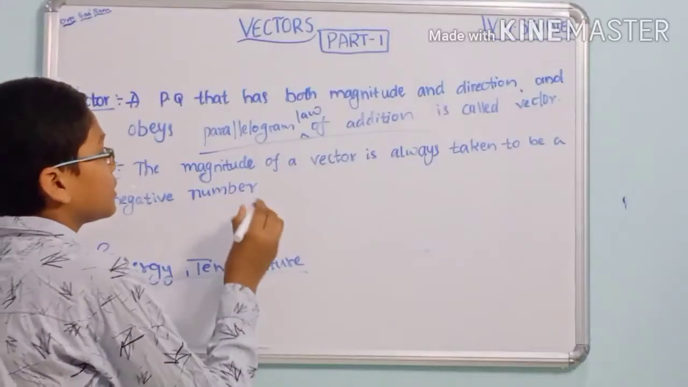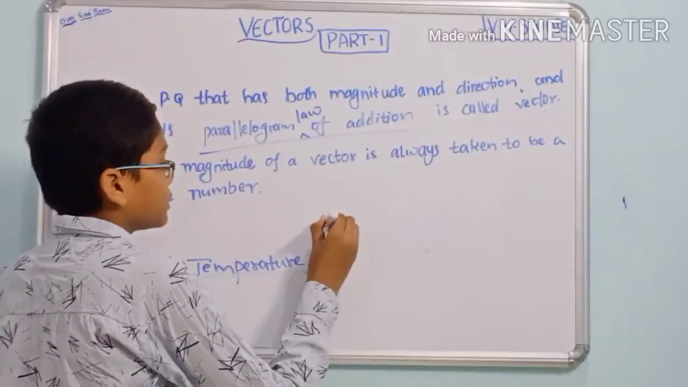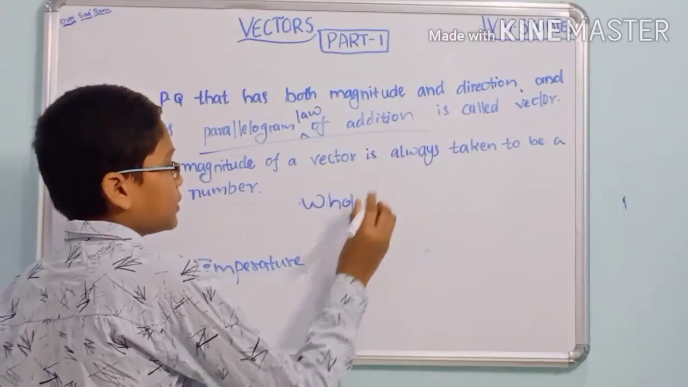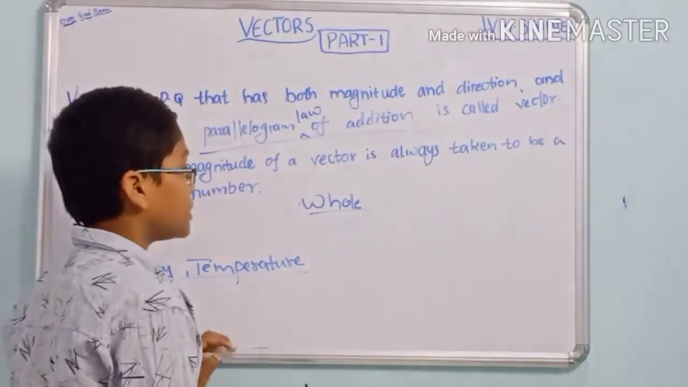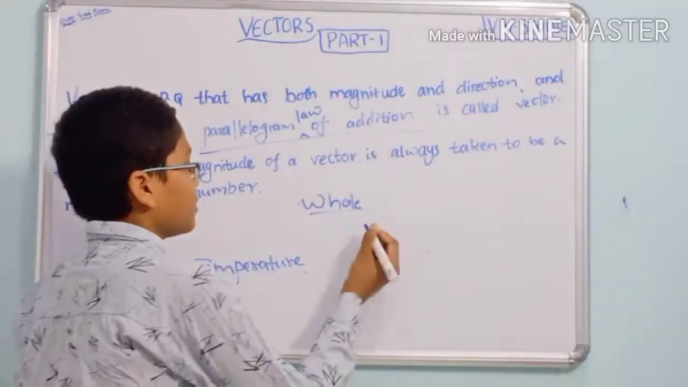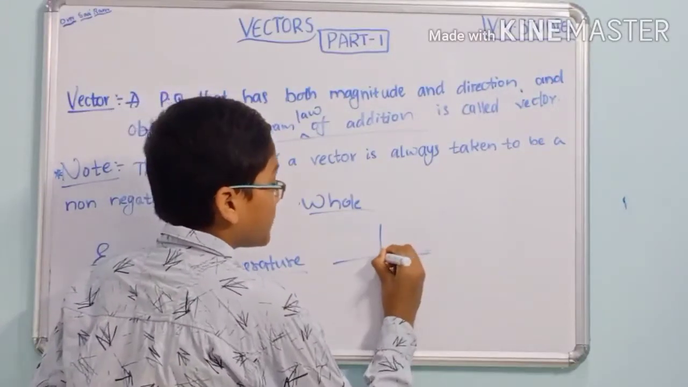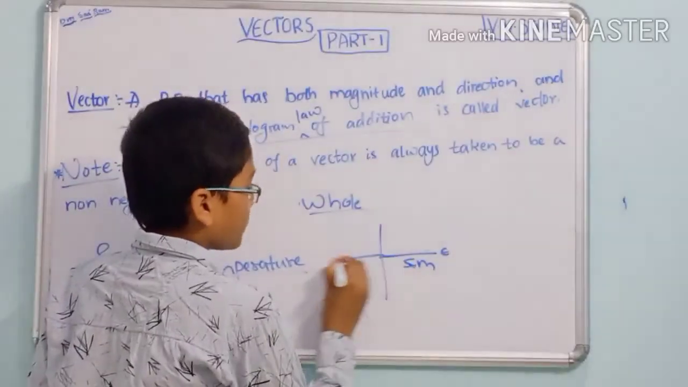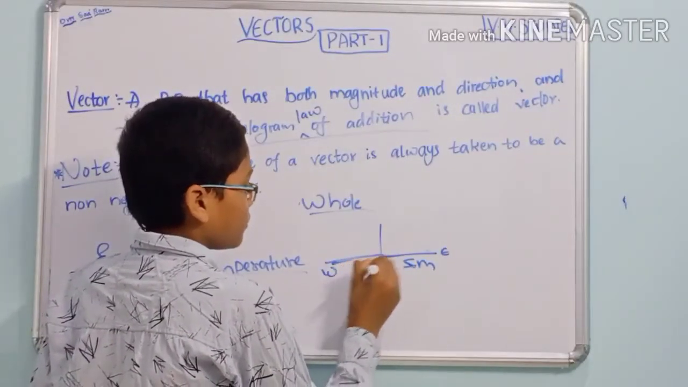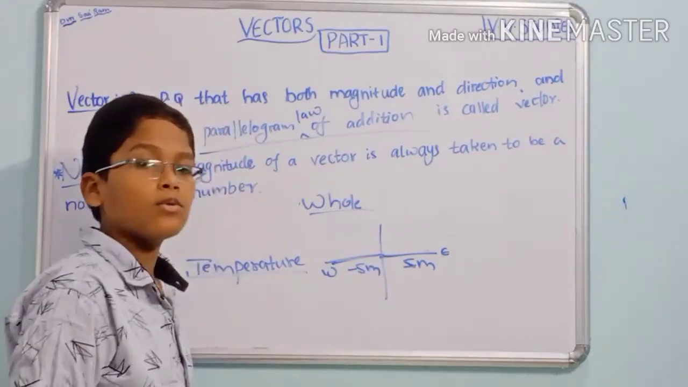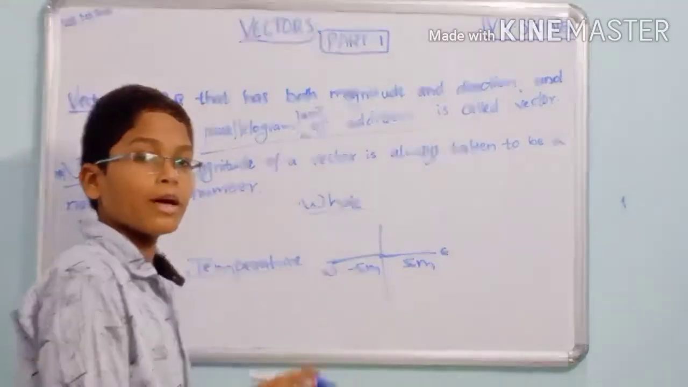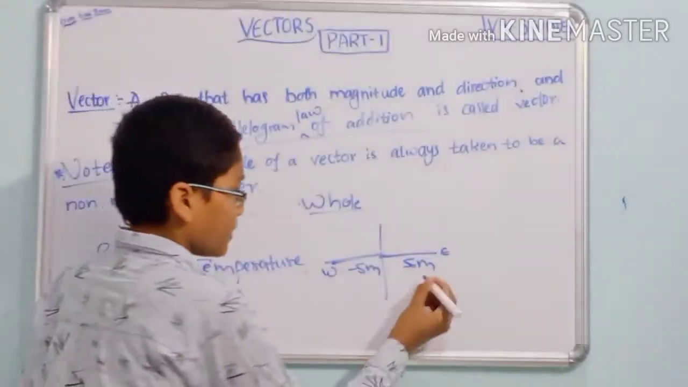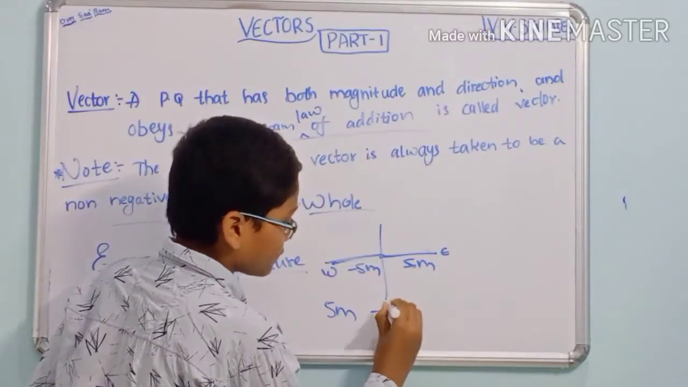Non-negative number means 0, 1, whole numbers. Non-negative numbers means it should not be negative. But before I told you displacement. 5 meters you went east means that is 5 meters. Now you came 5 meters west. Now we can tell that is minus 5 meters. How? Here magnitude is negative now. Then how can we tell this point, means here this is 5 meters and this is minus 5 meters.